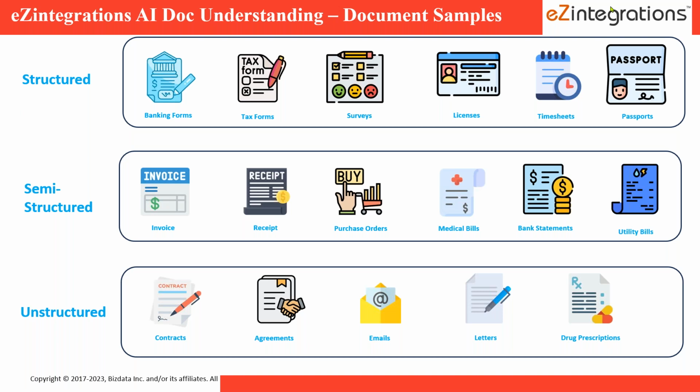And then drug prescriptions. Many times in big hospitals, the physicians and the doctors give the prescriptions in a handwritten form. And then those handwritten formats are converted into PDF files or into images. So those also, if you want to understand, you can understand through easy integration AI document understanding. So there is a lot of documents and a wide variety of information: structured, semi-structured, and unstructured.